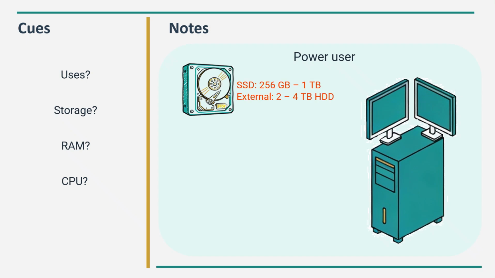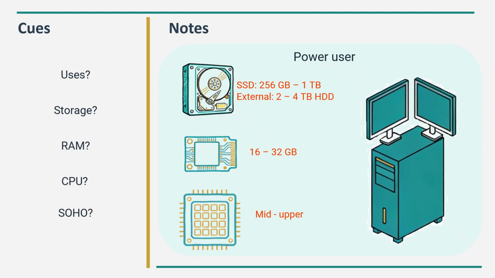If they look at the storage, they will probably choose an SSD that has 256 GB to 1 TB for the operating system, programs, and current projects, plus a 2 to 4 TB HDD for older projects and archives. When we talk about the RAM, 16 to 32 GB is enough for big programs and many tabs to run smoothly. And the CPU is usually a high-end multi-core processor. It must be able to handle heavy-duty work without slowing down.